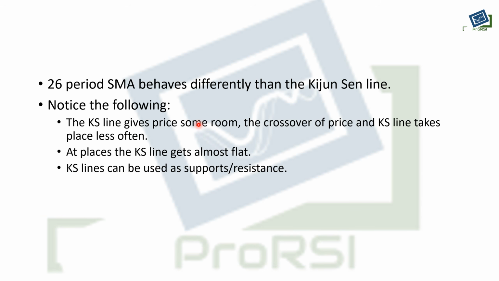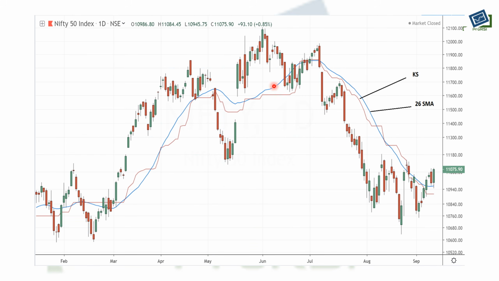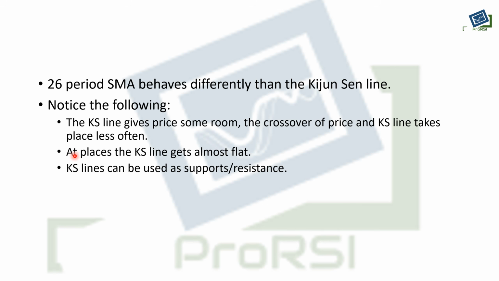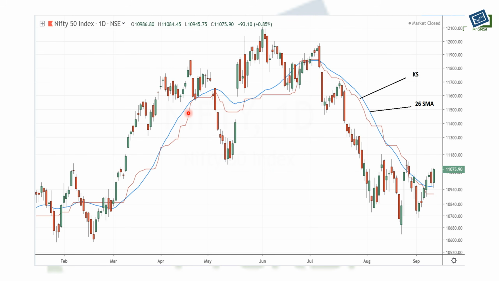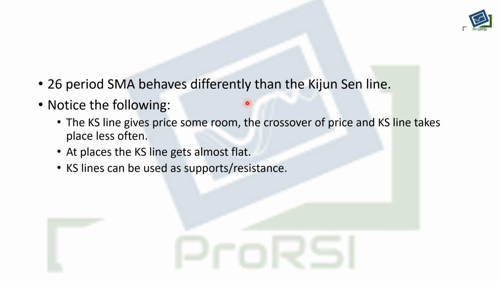So the KS line gives price some room. As we know, the crossover of the price and KS line takes place less often, that we have seen on the charts. The overlapping takes place less often, and at places the KS line almost gets flat. Now this is a very important thing. You have to notice that at times the KS line gets flat. Now what is the implication of this? We will discuss it as we move forward in the course.